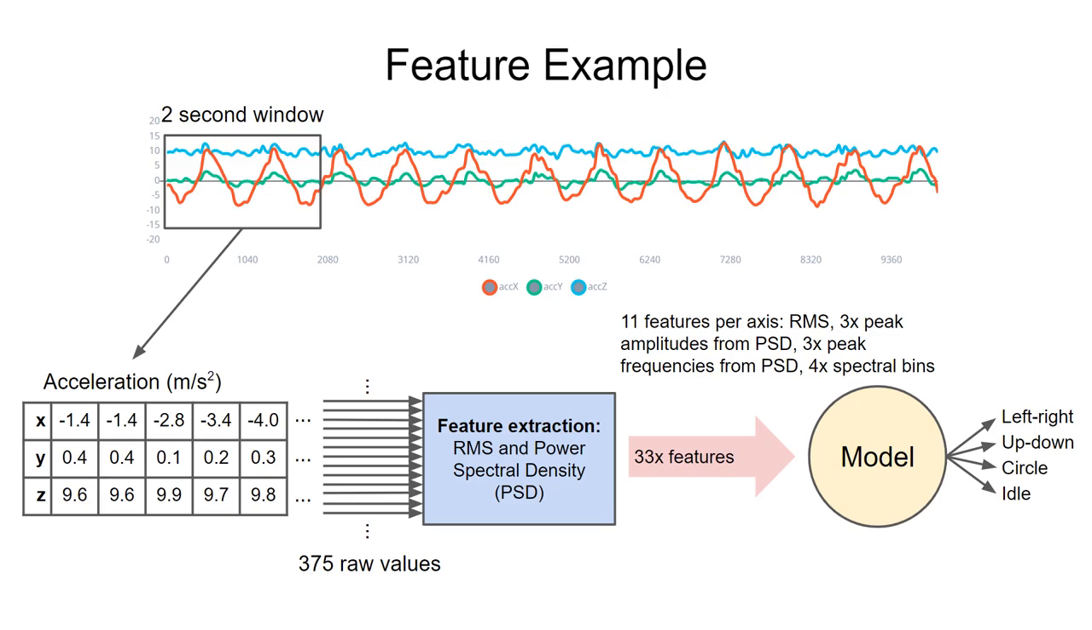Edge Impulse is taking 375 raw samples from our 2-second window and computing a number of features. From each axis, we'll send the RMS value, 3 peak amplitudes from the PSD, 3 peak frequency locations from the PSD, and 4 summed bins from the PSD to the model. So rather than have a 375-dimensional input to our model, we have a 33-dimensional input, which is much better. You can order the features however you wish, but you should stick to that order throughout the training process and use that same order when you deploy the model for inference.